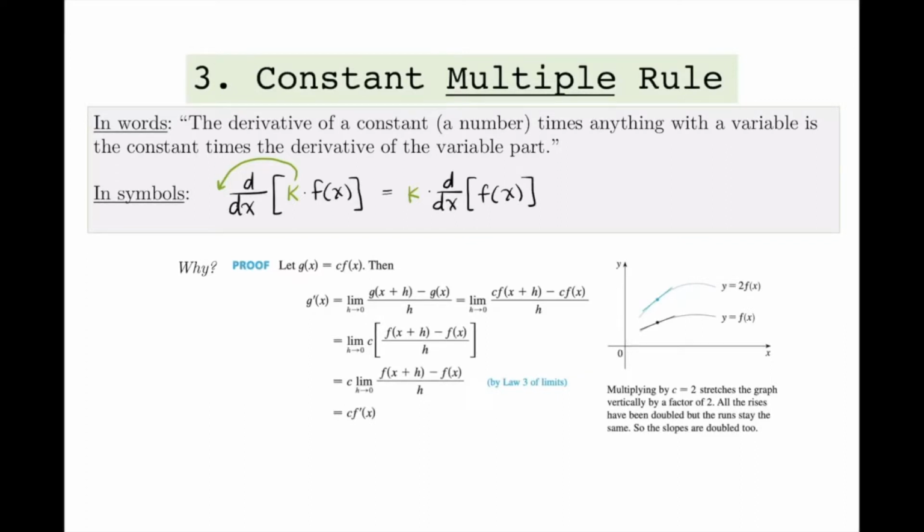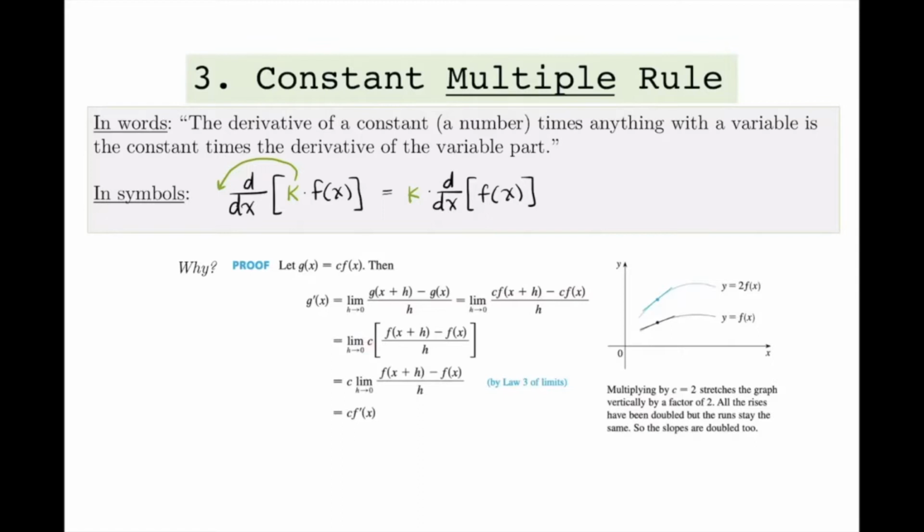Here's a proof as to why this works. If we consider a function c times f of x, where we can use k or c to denote a constant, then when we take the derivative of that function, which this proof is just calling g of x here, we will use the limit definition of the derivative. When we substitute in g of x plus h minus g of x, that will just be c times f of x plus h minus c times f of x. What ends up happening is that this c here can be factored out of the numerator. That's what happens in this next step.